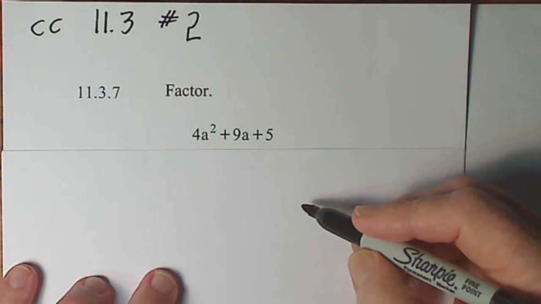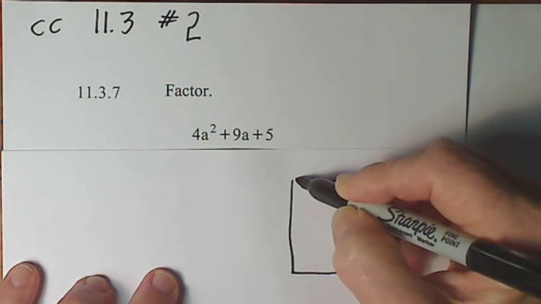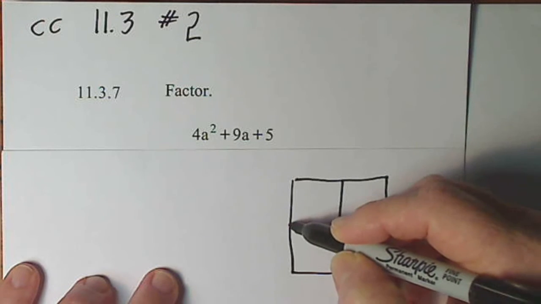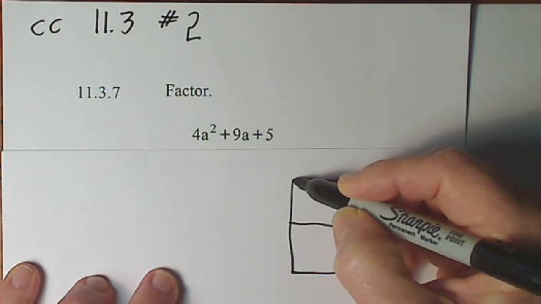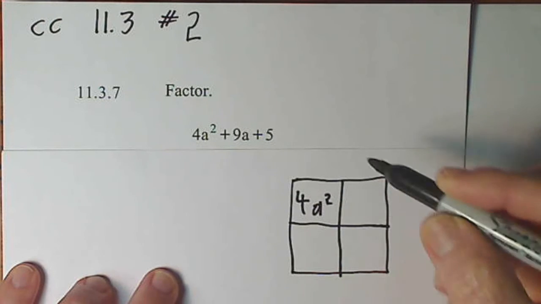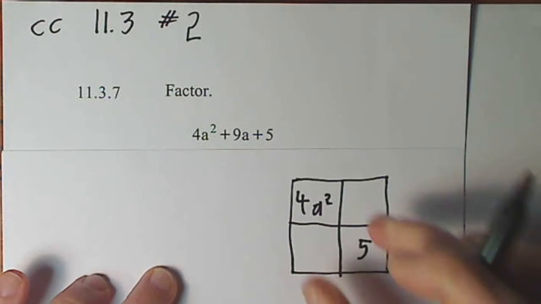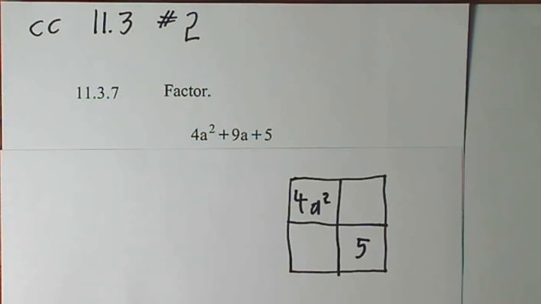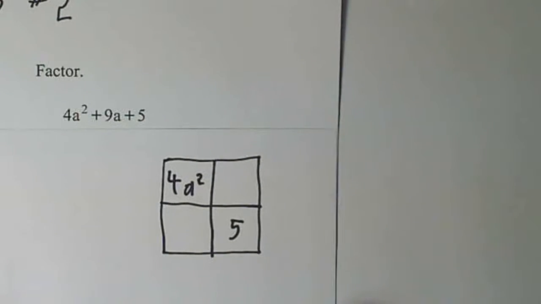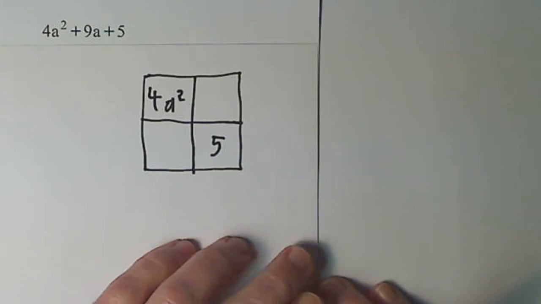So if I'm going to use the box method, first I'll give myself a nice large box with 4 chambers. First term goes in the first box. Last term goes in the last box. Then I've got to do a little bit of work to find out what goes in these other 2 boxes. Alright, basically, I'm going to slide this over some now, and move it up.